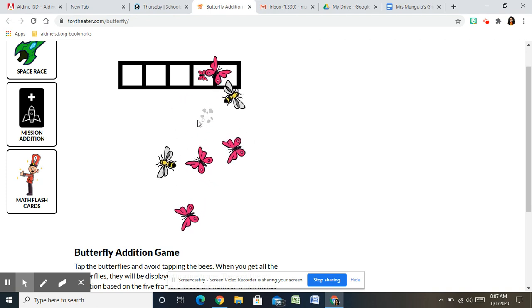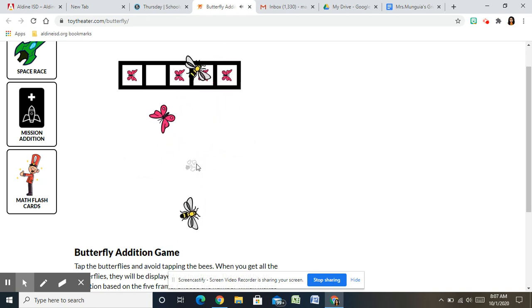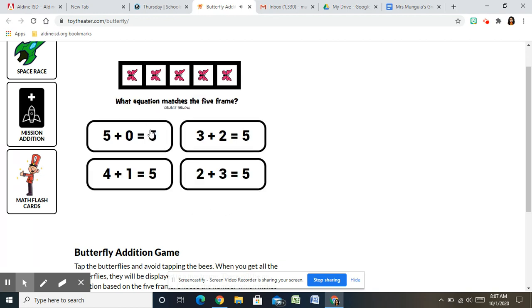Okay, so I'm going to choose the butterfly. 1, 2, 3, 4, 5. Okay, now I'm going to look for the equation. Another word for equation is number sentence. I'm going to look for the number sentence.